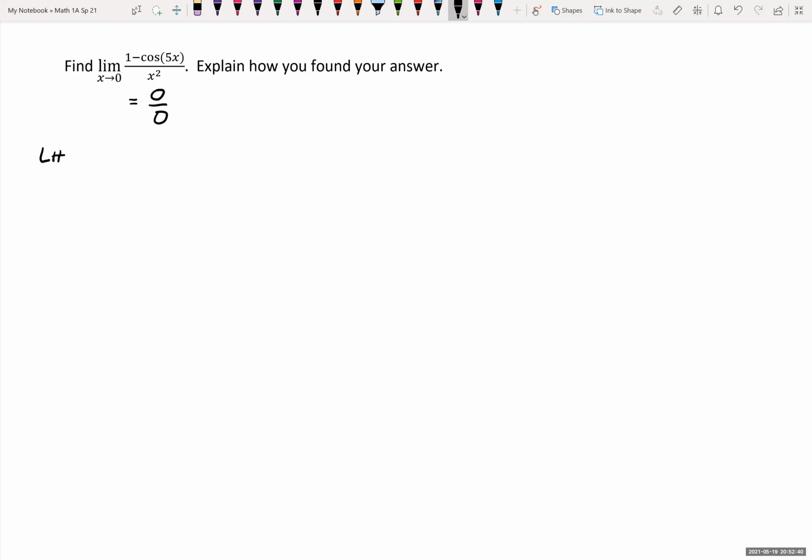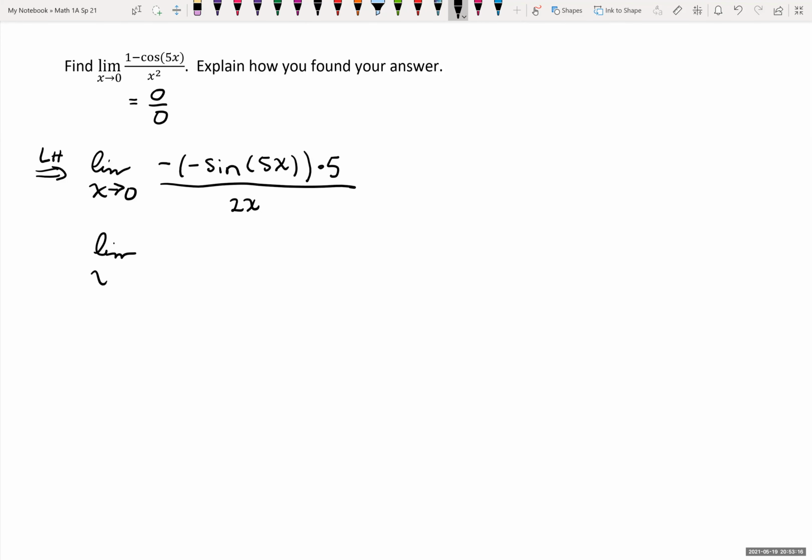So we're looking at L'Hopital's rule. The limit as x goes to 0 of the derivative of the numerator. Derivative of 1 is 0. Derivative of negative cosine of 5x: the derivative of cosine is negative sine, so we have a negative and a negative, sine of the inside, 5x, times the derivative of the inside, all over the derivative of x squared, which is 2x. So we're looking at the limit of 5 sine of 5x all over 2x.